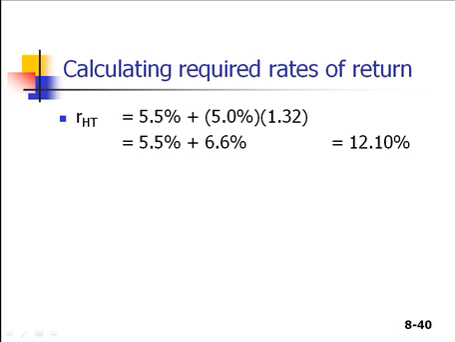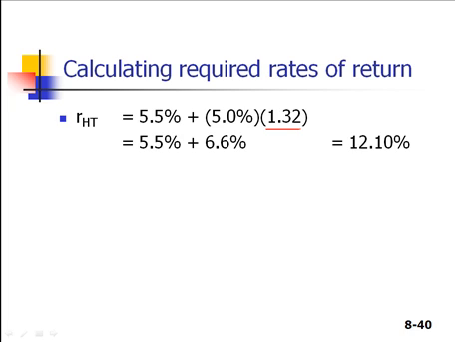All right, so let's use the CAPM to find the required rate of return for the high-tech stock. Remember we said earlier that the beta of the high-tech stock was 1.32, and you don't have to calculate that, at least not in this course anyway. In a more advanced course you might need to know how to do that, but in this case, let's just say we know that the beta is 1.32.